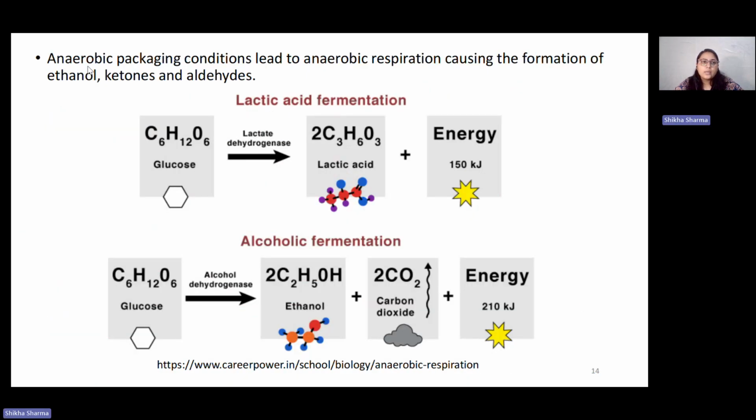Other changes are like anaerobic packaging conditions leading to anaerobic respiration, causing the formation of ethanol, ketones, and aldehydes. Because the minimally processed fruits and vegetables are in packaged form, alcoholic fermentation or lactic acid fermentation can take place, and these ethanol, ketones, and aldehydes can be produced because of the fermentation.